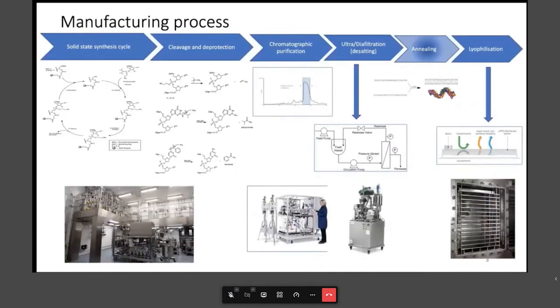I think everyone is hopefully familiar with the manufacturing process, and I'm going to focus specifically on the synthesis and cleavage, less so on the purification, UFDF, annealing and lyophilization. Clearly, oligonucleotides are not as sensitive to the purification and UFDF in terms of their fragility compared to things like monoclonal antibodies. So the challenges tend to be more upstream in the synthesis and, of course, in the analysis.